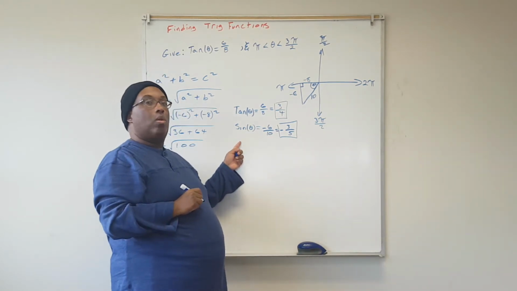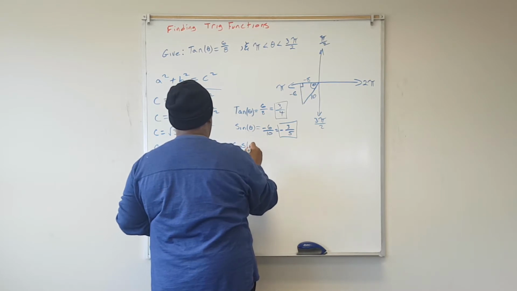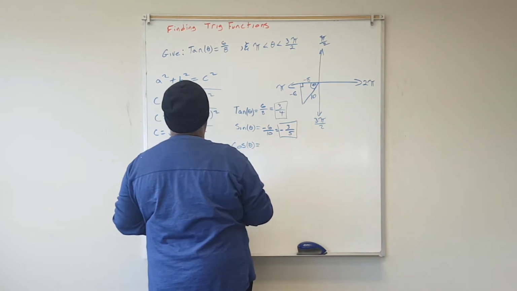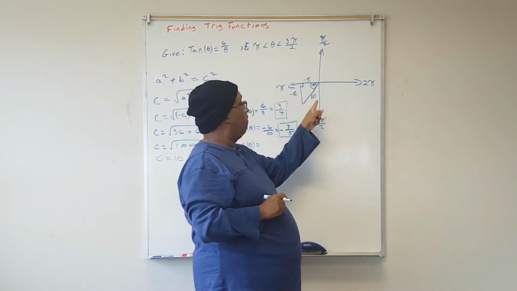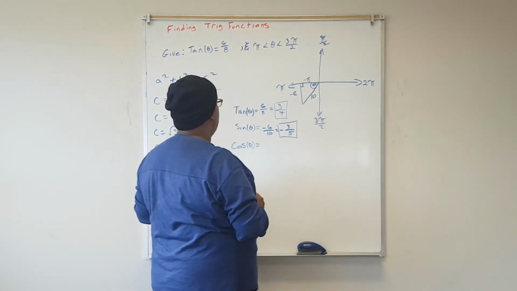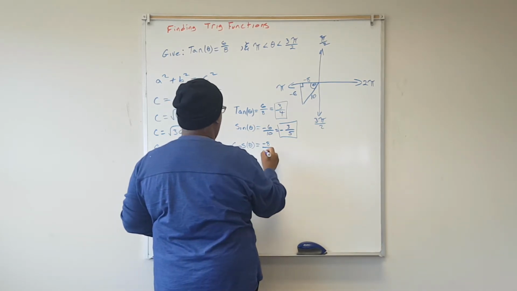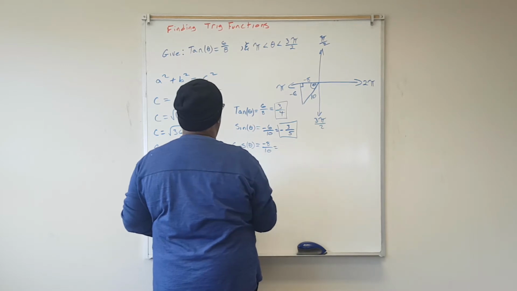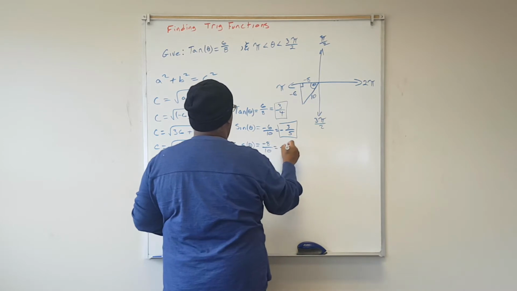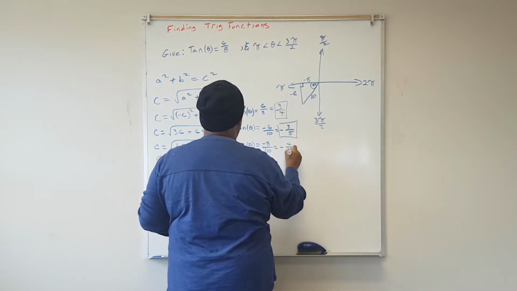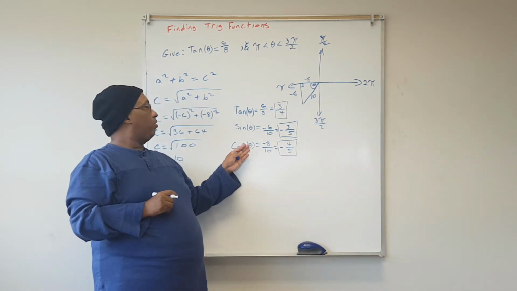And cosine. Cosine theta is going to equal adjacent over hypotenuse. So that's -8 over 10. We can reduce that. That becomes -4/5. We have our 3 primary trig functions.